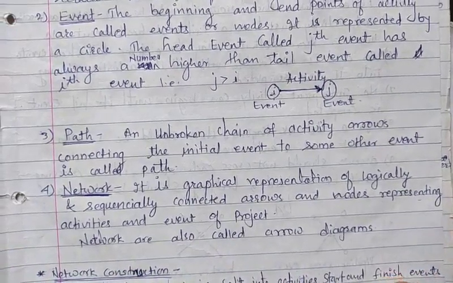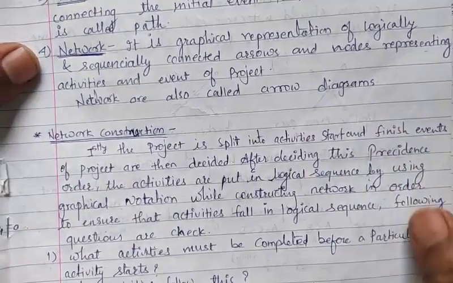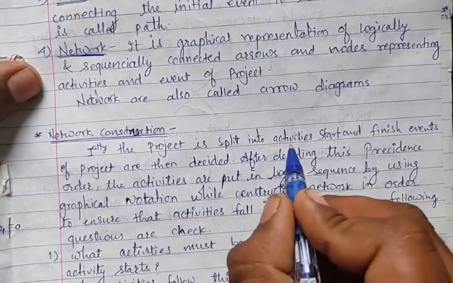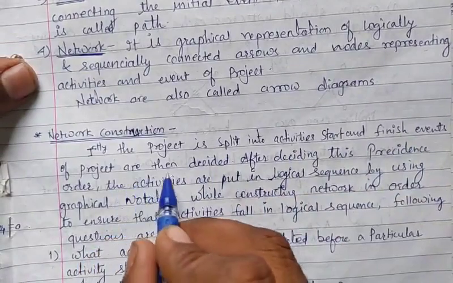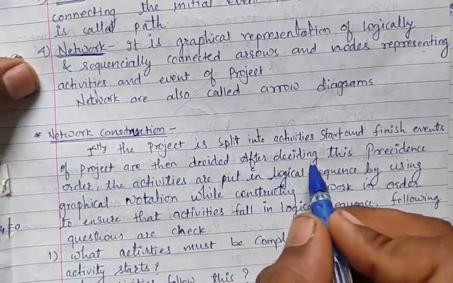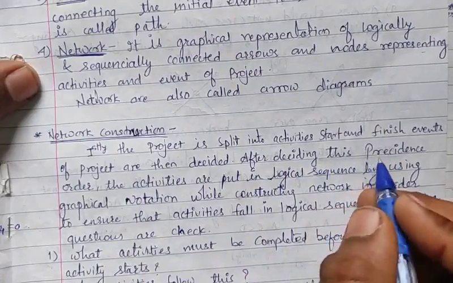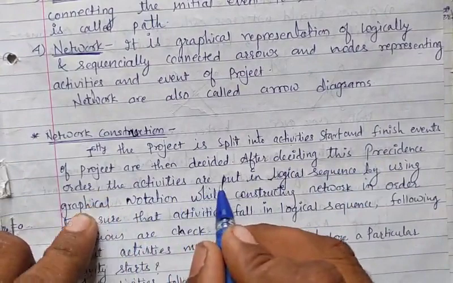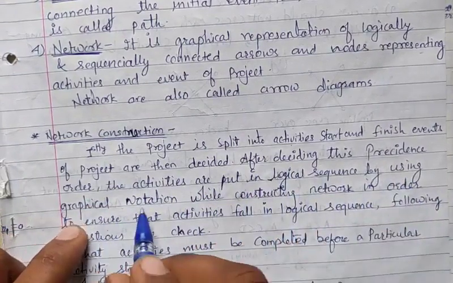Now we will construct networks. It has some rules. Now let's see how to construct a network. Firstly, the project is split into activities, and the start and finish events of the project are then decided. After deciding these, the precedence order, the activities are put in logical sequence by using graphical notation.